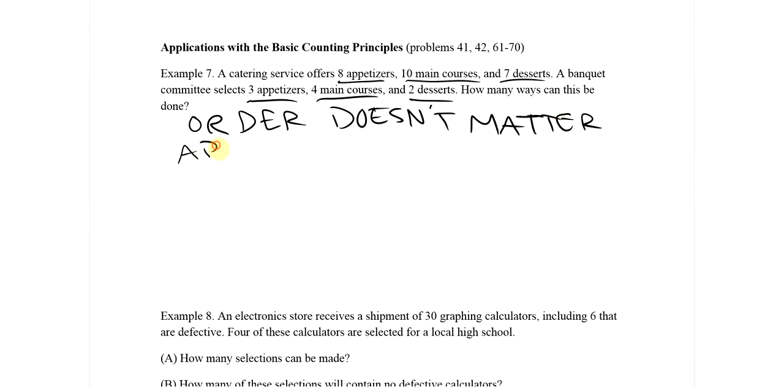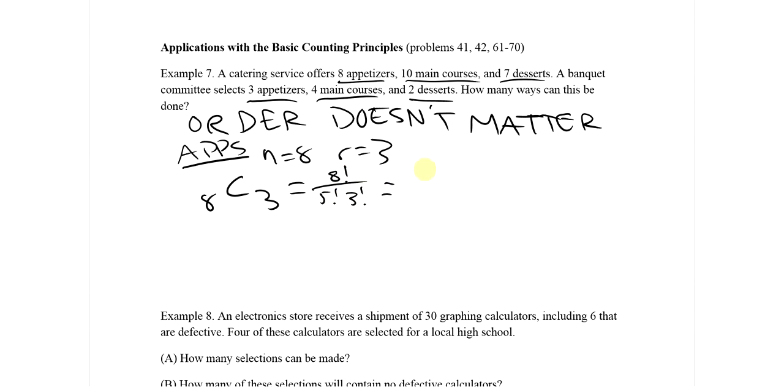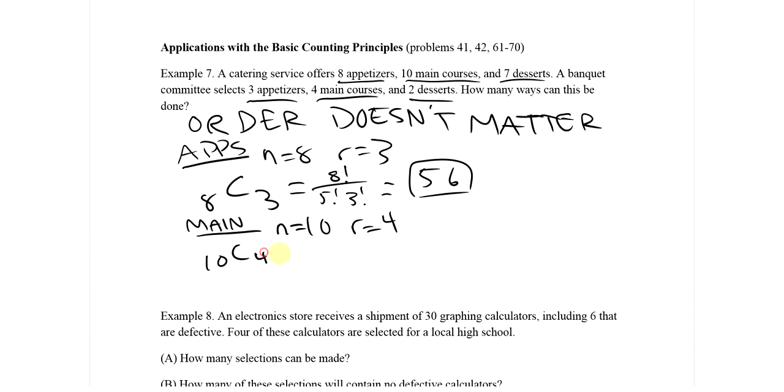So for the appetizers, we are choosing from 8, we're choosing 3. So it'll be 8C3, which is 8 factorial over 5 factorial, 3 factorial. Comes out to 56. For our main course, we are choosing from 10, 4, so it'll be 10C4, which is 10 factorial over 10 minus 4, which is 6 factorial times 4 factorial, which is 210.